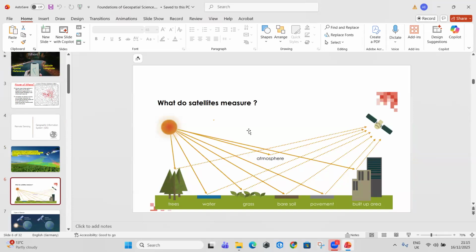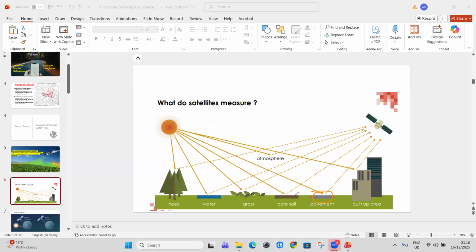So the sun is giving out some kind of energy. If you are from a physics background, or maybe if not, you need to understand that the energy coming from the sun has different wavelengths. What I mean to say is, if you see here, this energy that is coming gets reflected from every object on earth.